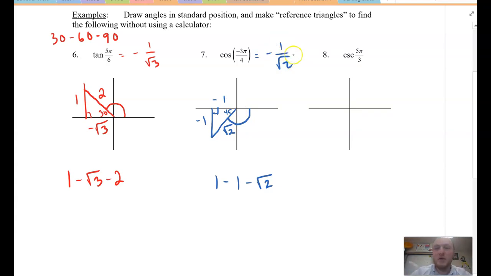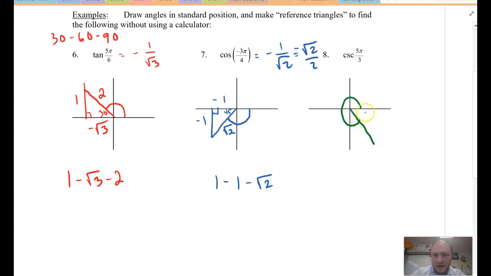And if you want, we generally know that cosine and sine of a pi over 4 angle is going to be root 2 over 2. And again, this one's negative. You can rationalize it if you want. Next one, cosecant of 5 pi over 3. 5 pi over 3, that is about pi thirds short of 2 pi.